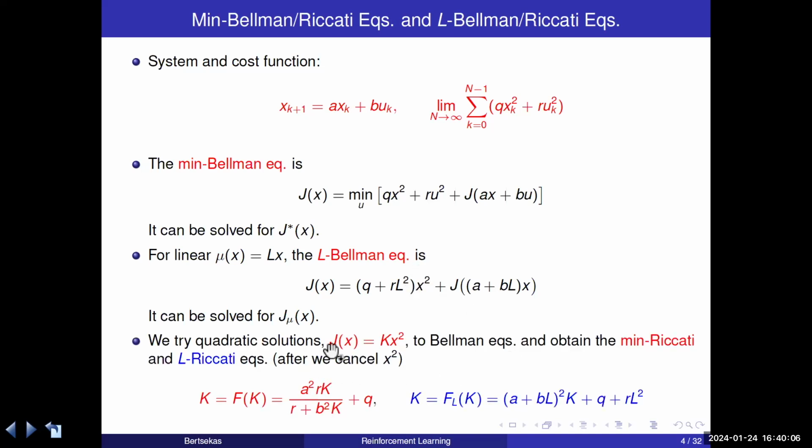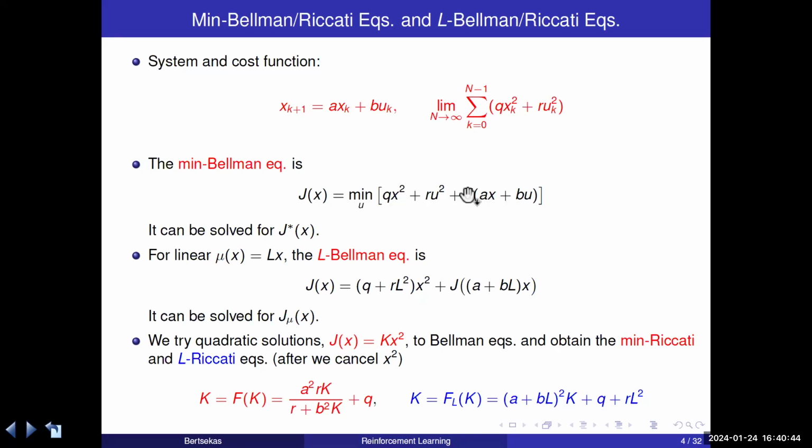Well, we try quadratic solutions, that is cost functions that are quadratic in the state with a constant k as the cost coefficient. We try them in and see if they work, if they solve the problem. And then what's happening is that if I plug kx squared in here, that would be k(ax plus bu) squared, and this expression becomes quadratic in u. So the minimization of this quadratic expression can be done in closed form.